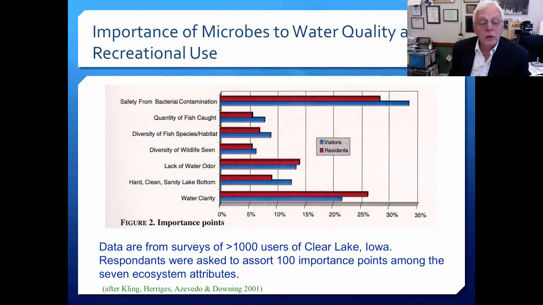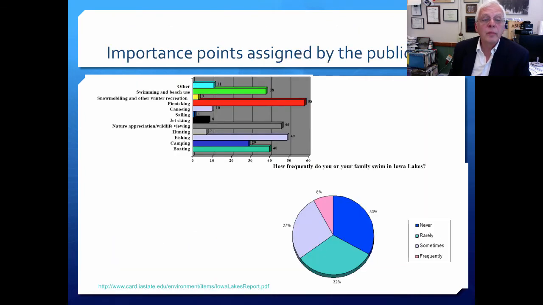Coming in second was water clarity being important, and lack of water odor, followed by finding a hard, clean, sandy bottom, followed by a diversity of fish species and habitat, some people interested in catching fish, and also diversity of wildlife seen. A lot of other things were in the mix, but these were by far the most important ones. Basically, the main thing is people like clean-looking water, and they like water that's not going to make them ill. They can't always count on that.